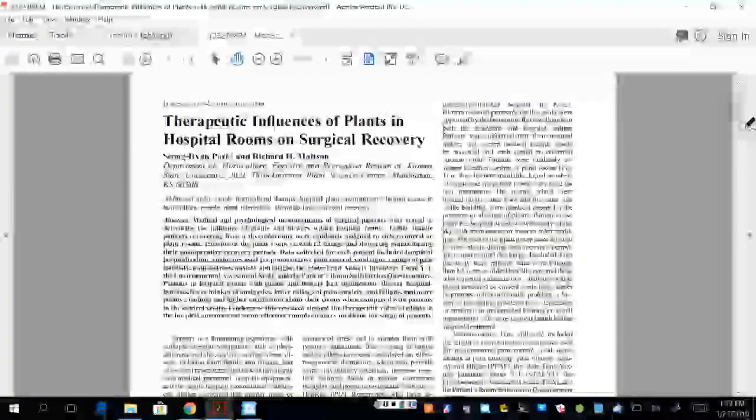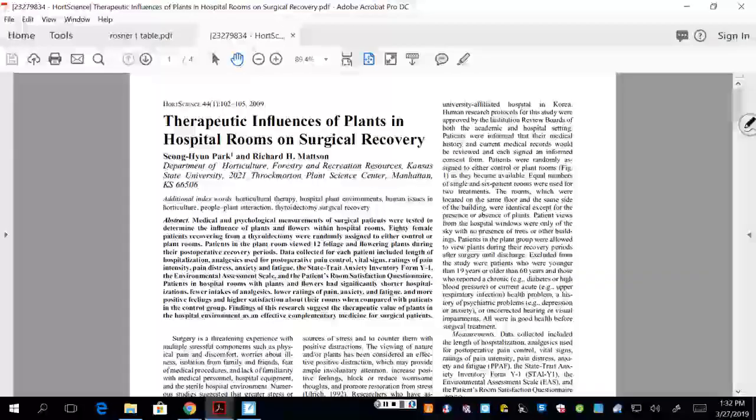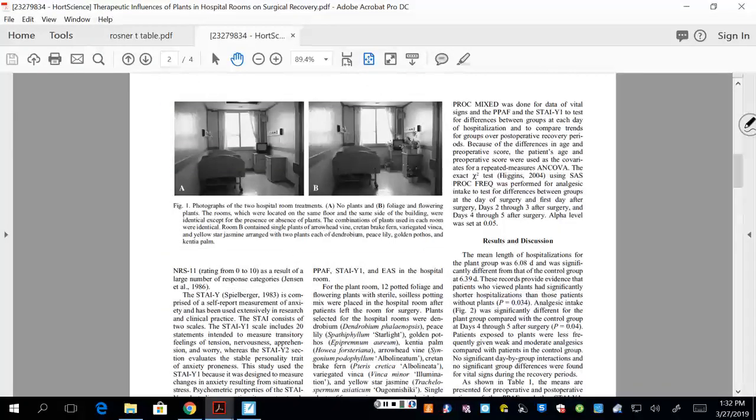There's Horticultural Science, which is a journal, and there's a research article on the therapeutic influences of plants in hospital recovery rooms. So instead of having a room with nothing living in there, this one has a few plants in there. But there's some effort to maintain plants. You've got to water them. Having dead plants in a room is no good. There's some debris and things, but does it make people feel better? Does it help them recover? And so this was an experiment.